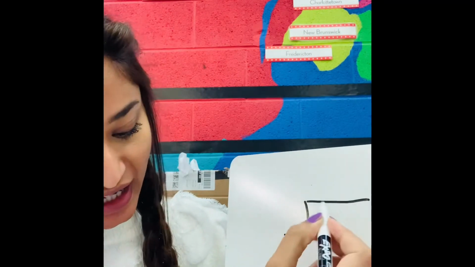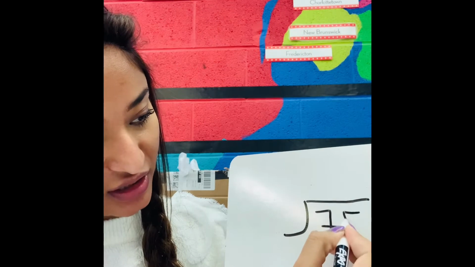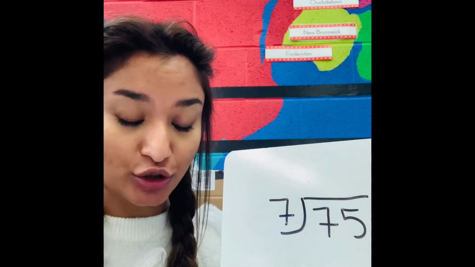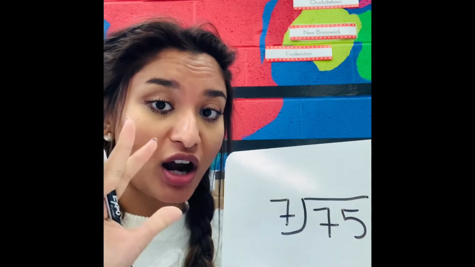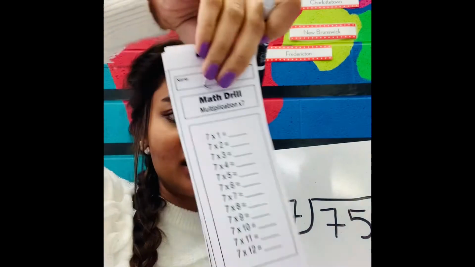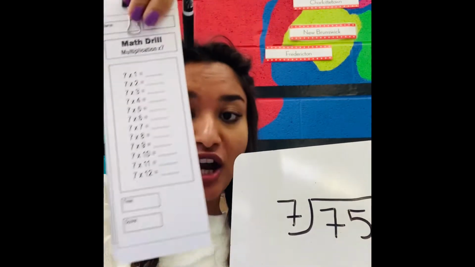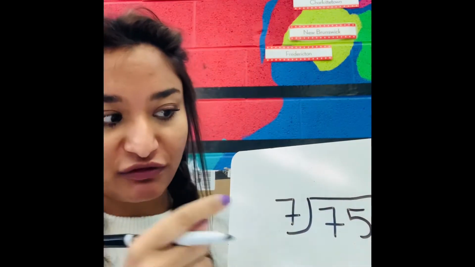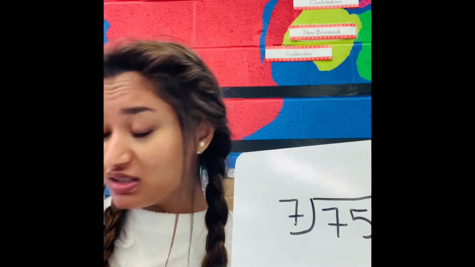So we have 75 divided by 7. Now remember grade 3, we are working with the 7 times table this week. So you should be practicing your multiplication drill every single day, because there were 5 of those sheets in your package. When we come to division and multiplication, if we know our times tables, it's much easier.